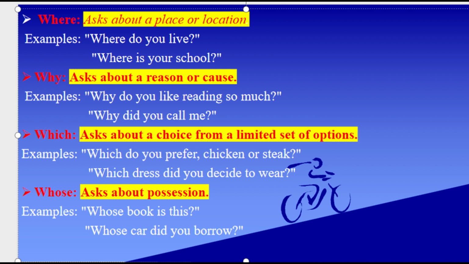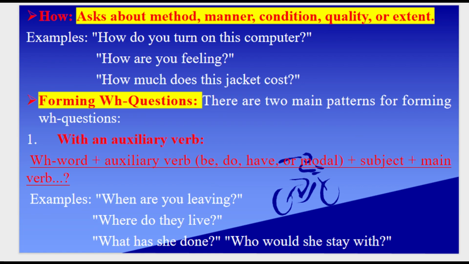Which asks about a choice from a limited set of options. Examples: Which do you prefer, chicken or steak? Which dress did you decide to wear? Whose asks about possession. Examples: Whose book is this? Whose car did you borrow? How asks about method, manner, condition, quality, or extent. Examples: How do you turn on this computer? How are you feeling? How much does this jacket cost?